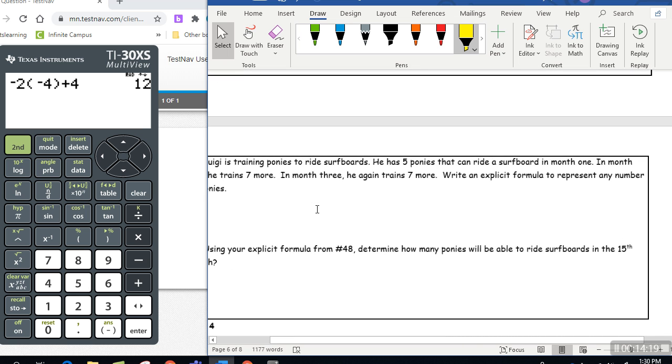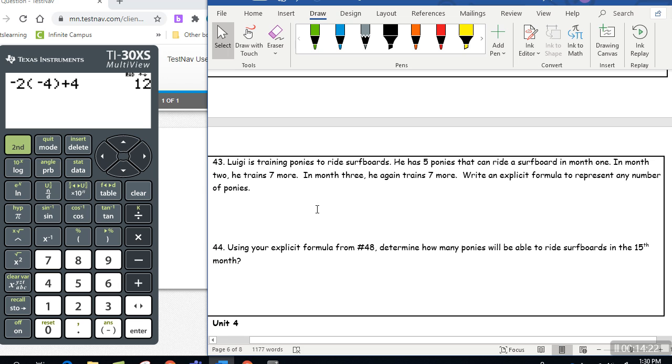All right, so lovely word problem here. Luigi is training ponies to ride surfboards. He has 5 ponies that can ride a surfboard in month 1. Month 2, he trained 7 more. Month 3, he again trained 7 more. Write an explicit formula to represent any number of ponies.